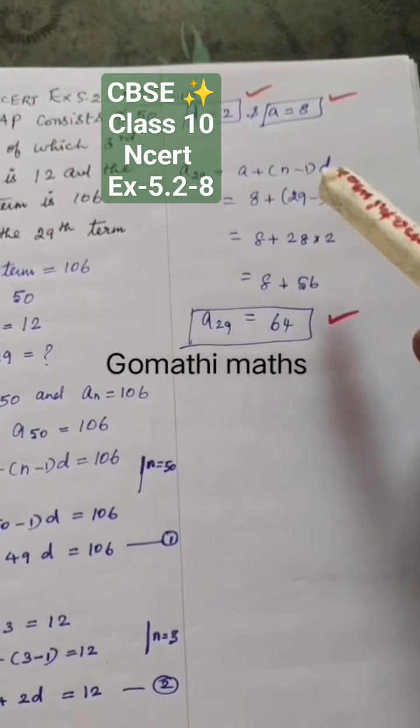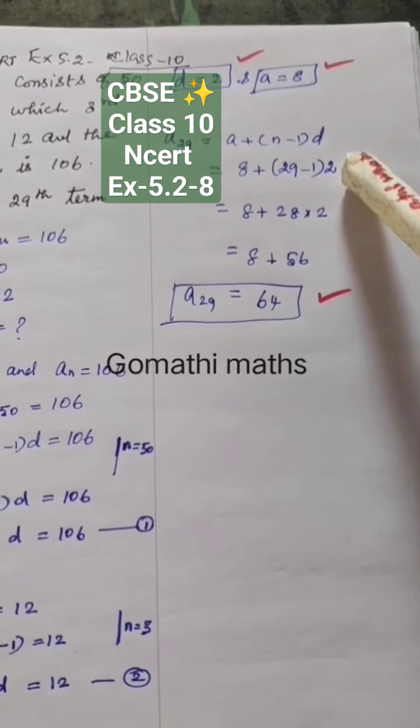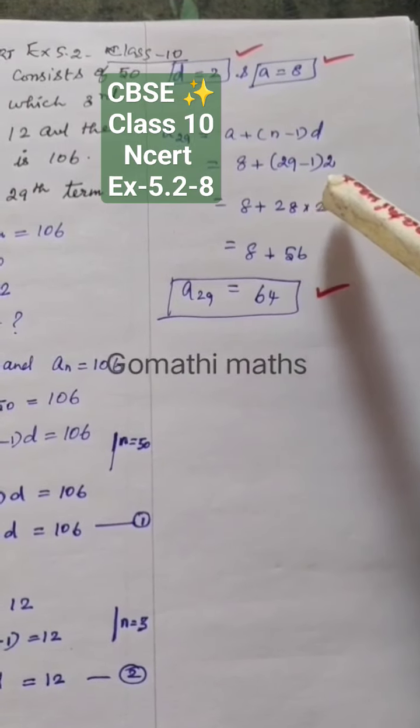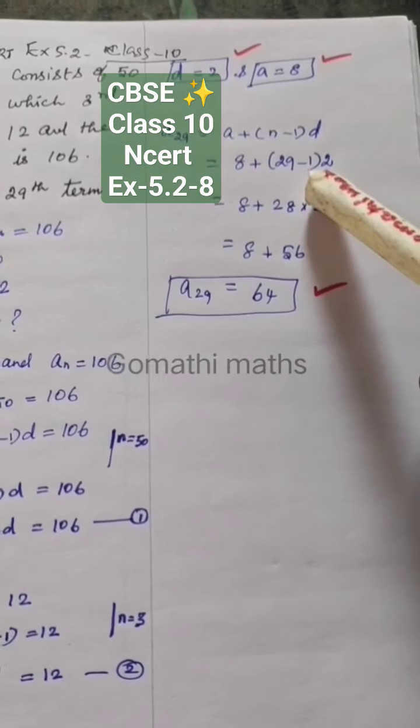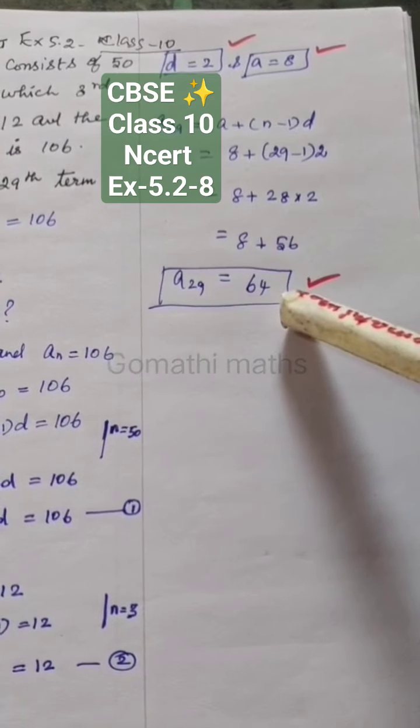After that you want to find A29, the question asked. So substitute A value and D value. For n you substitute 29. The answer is 64.